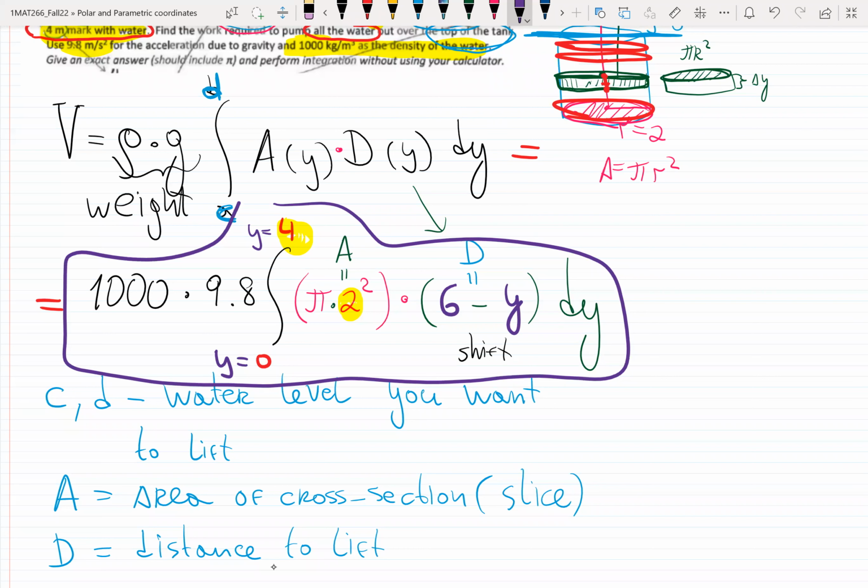Does that make sense? What do you think? Let's see the chat. What are the units for work?